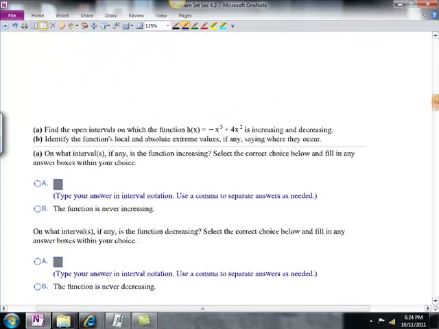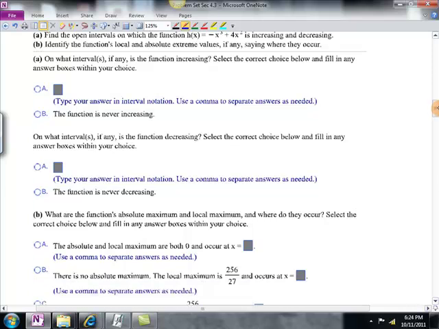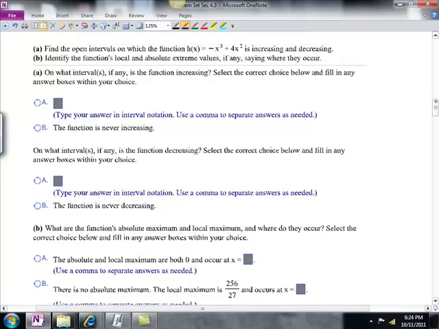All right. But now we got one that's different. Now we've got the function, and they didn't give us the derivative. H of x is equal to negative x cubed plus 4x squared. Find where it's increasing and decreasing. Identify the local and absolute extreme function values, if any, saying where they occur.